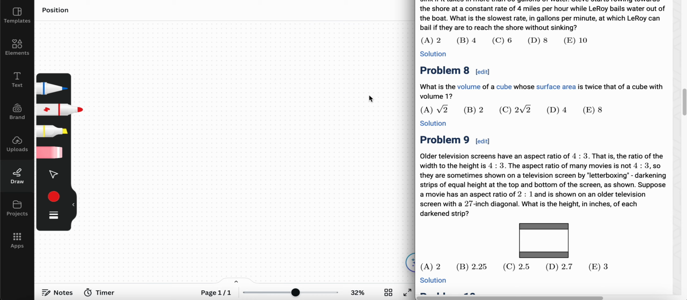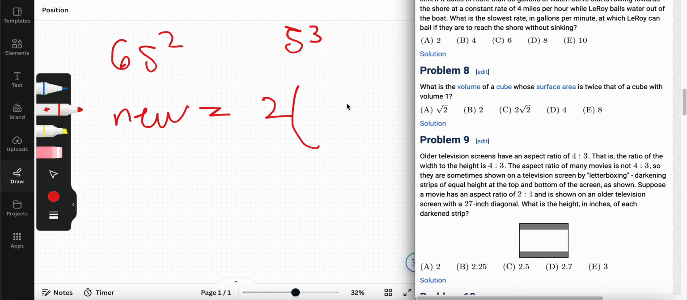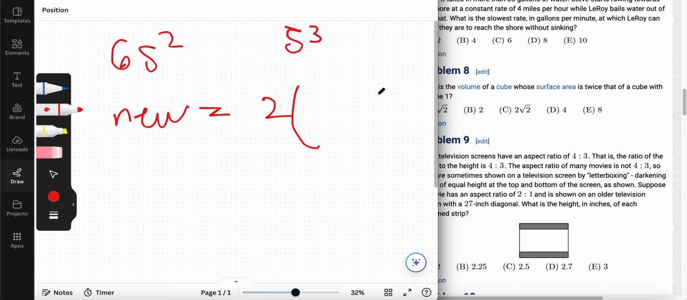What is the volume of a cube of surface area equal to twice that of a cube with volume 1? Okay, so the surface area of a cube is 6s squared, and the volume of a cube is just s cubed, right? If the volume of a cube is 1, that means the side length has to be 1, right? If the side length is 1, that means that the surface area has to be 6, because 6 times 1 times 1 is 6.